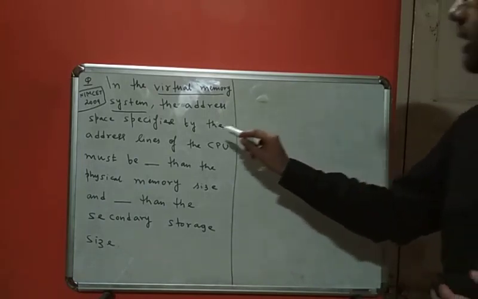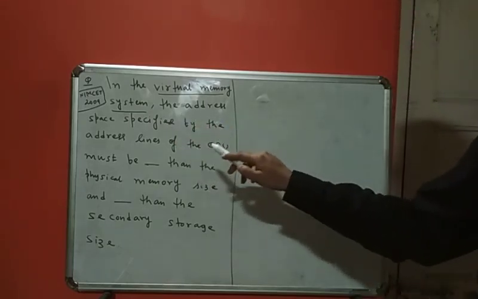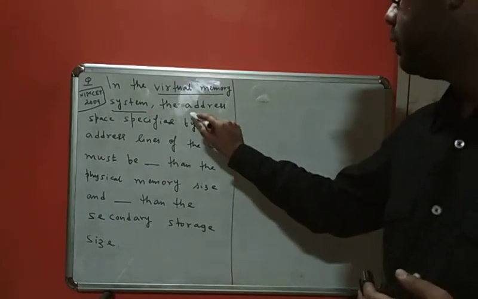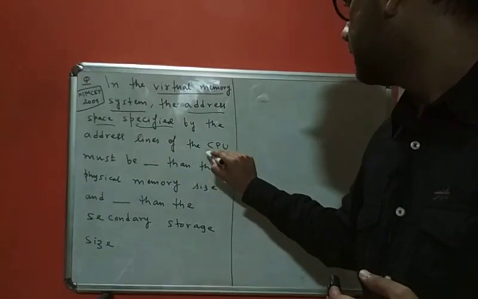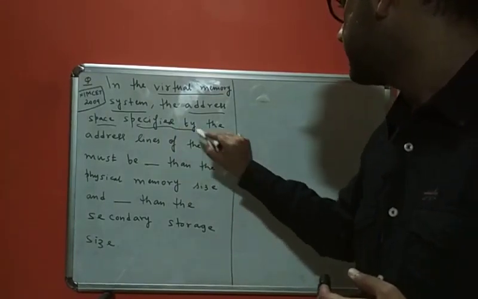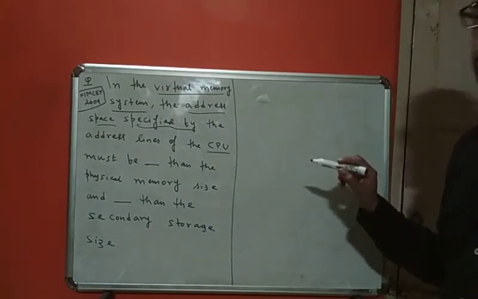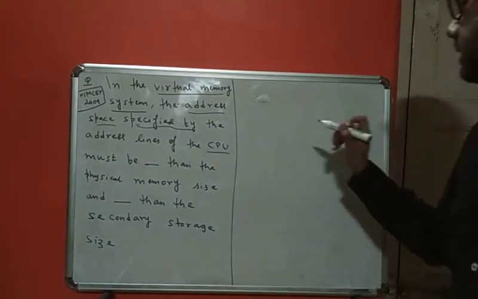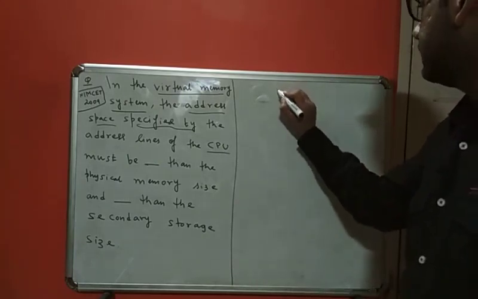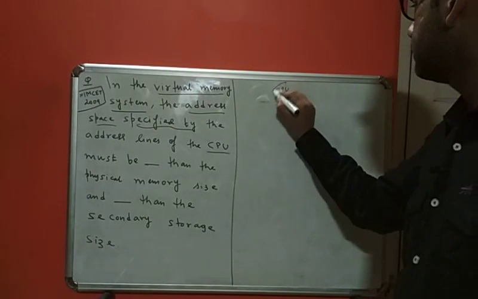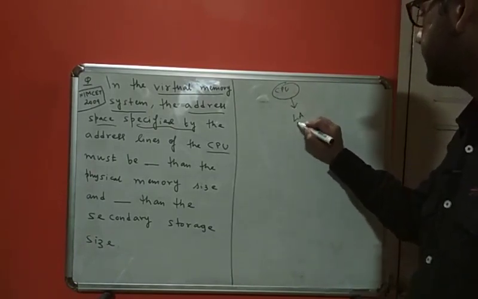Okay, now coming back to the next keyword, the address space specified by the address lines of the CPU. Now, what do you mean by the address space specified by the CPU? The address space specified by the CPU is the logical address. So, generally we'll have two types of addresses. We'll have the CPU, which will generate something known as the logical address.